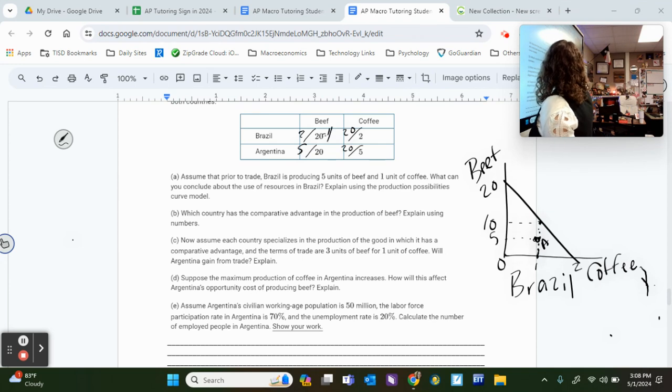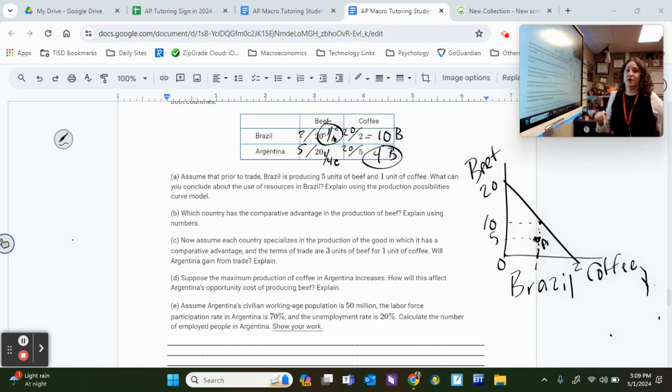Simplify. 1/10 of a coffee. It's really hard to read. 10 beefs. 1/4 of a coffee. 4 beefs. And remember, who has the lowest number wins. So in the beef column, we are comparing 1/10 and 1/4. 1/10 is less. For coffee, we're comparing 10 versus 4, and 4 is less. So whoever has the smallest number in the beef column has the lowest opportunity cost. So which country has a comparative advantage? I look in the beef column. That belongs to Brazil. So I would say Brazil.